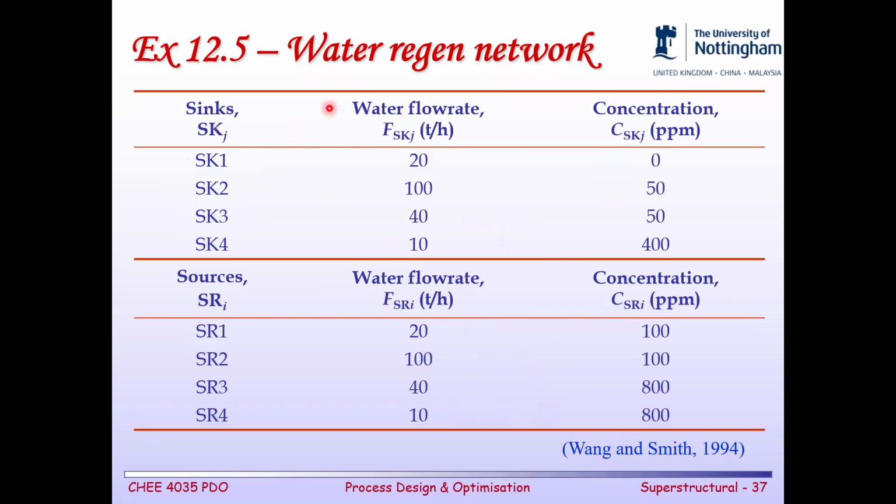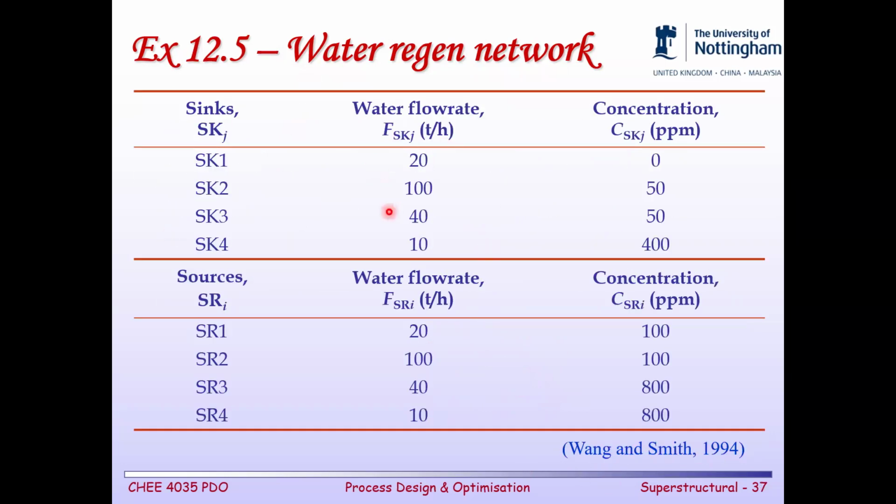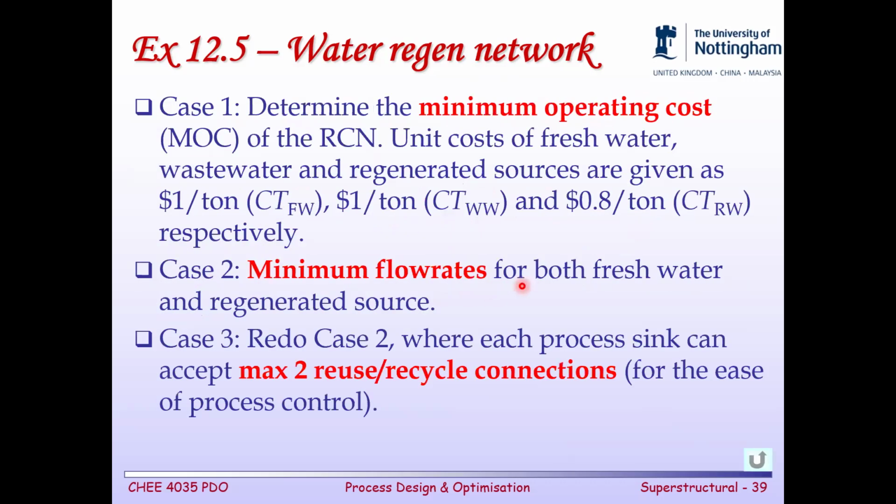This is example 12.5. So using this data, the task is to generate or synthesize a water regeneration network. A single pass interception unit with outlet concentration 5 ppm is used to purify the water sources. So there's a regeneration unit and its output is 5 ppm. There's also freshwater available for use.